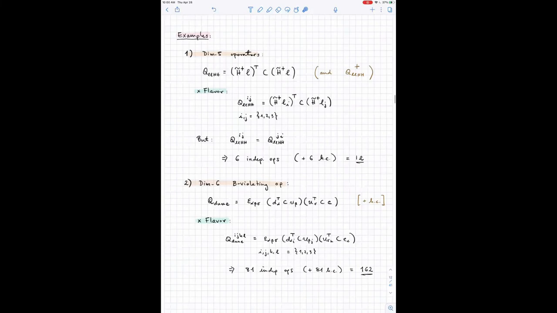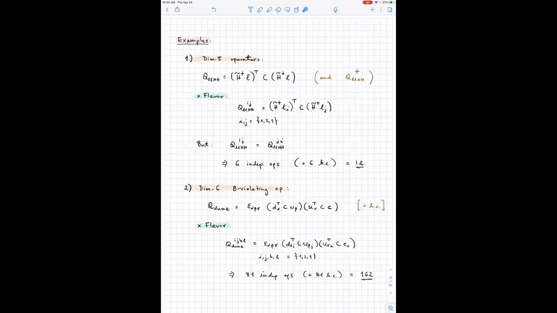Yeah, so is there any reason that we have to be restricted to 3 flavor indices only when we introduce new operators?